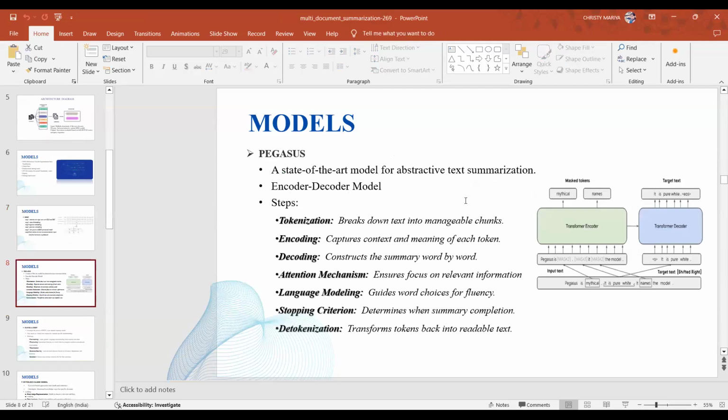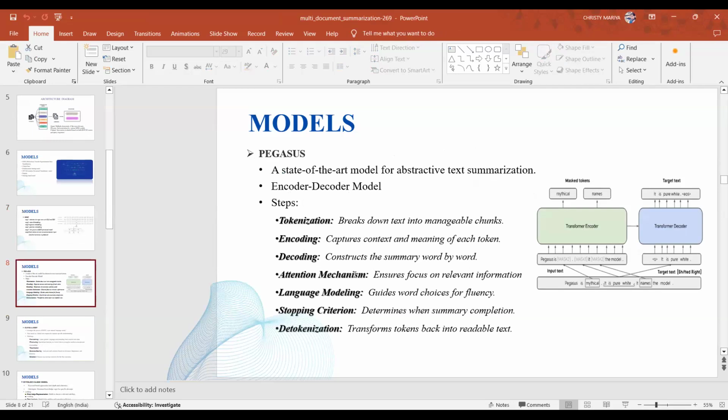Next is the Pegasus model. In the same way, the documents will be passed to the Pegasus model. It is an encoder-decoder model. First it will be encoded, then it will be decoded to the original text format. First it undergoes tokenization, then it undergoes encoding, which captures the content and takes the meaning of each token. Then it will decode the summary word by word.